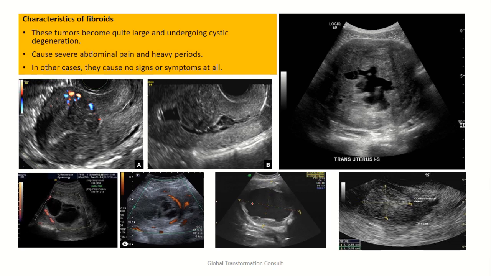And this is a huge one. Also here, this complete cyst in the center of the fibroid. So you can see the fibroid is accurately measured. You can see how it is measured.